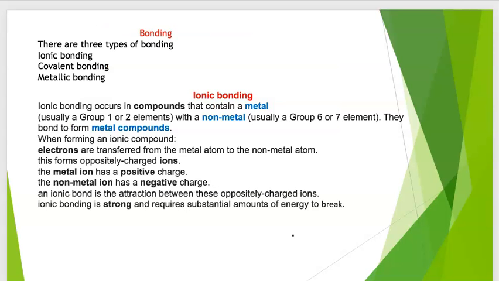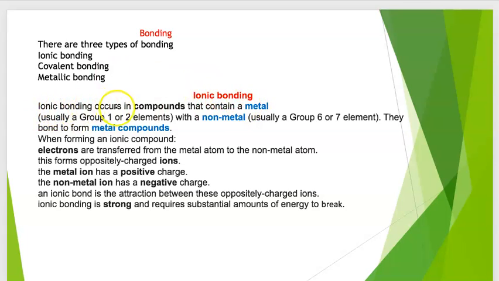Now, with the knowledge of ions, let's look at bonding and look specifically at ionic bonding. Now there are 3 types of bonding. We've got ionic bonding, covalent bonding, and metallic bonding. Now in this video we will look at ionic bonding. Okay, let's look at ionic bonding.